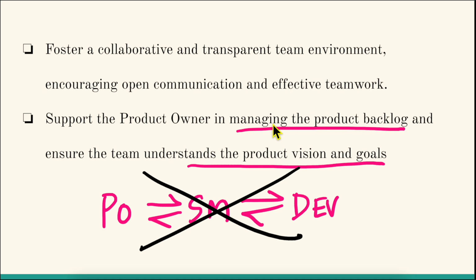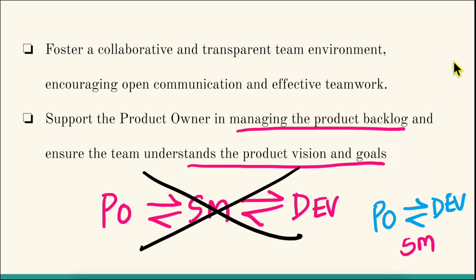Here, it is very interesting to note that the company is expecting that the product owner and the team members are going to collaborate with each other. As a Scrum Master, you are here enabling the collaboration to take place. So supporting the product owner in managing the product backlog and ensuring the team understands the vision and goals, so that you can facilitate these people's conversation.